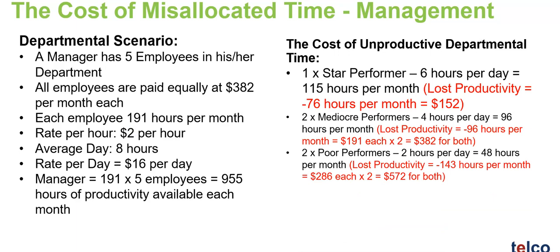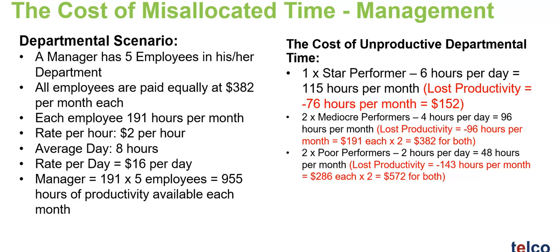Then we've got the last 2 employees, because we've got 5 employees, remember? The last 2 employees are really poor performers. They only deliver 2 productive hours per day. That means they only deliver 48 productive hours per month, which means their lost productivity is 143 hours per month each.